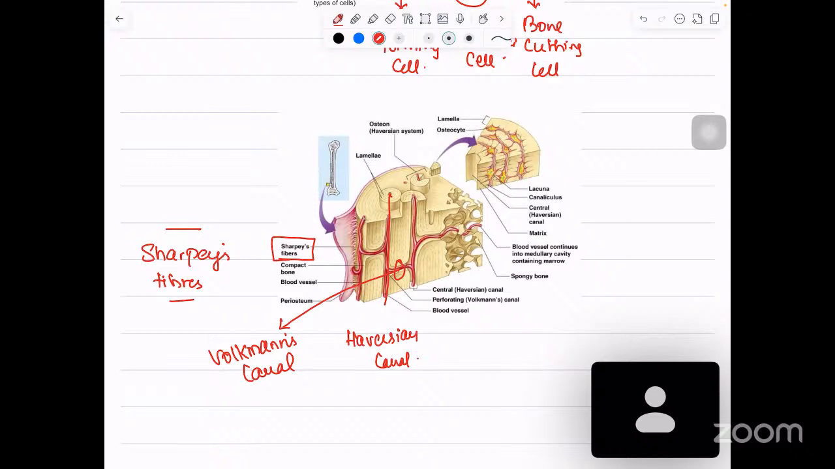The longitudinal canal is known as the Haversian canal, and the transversely running canal is known as the Volkmann canal.